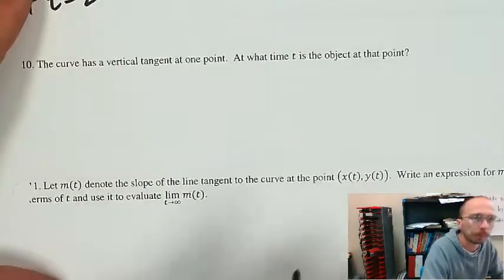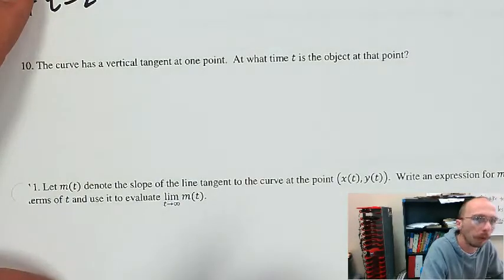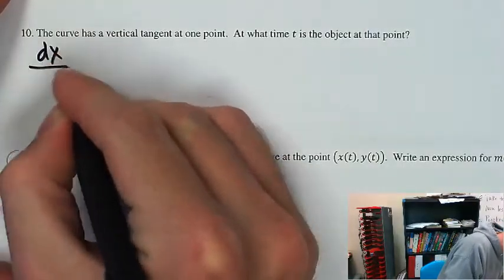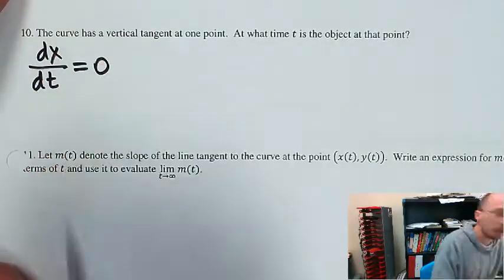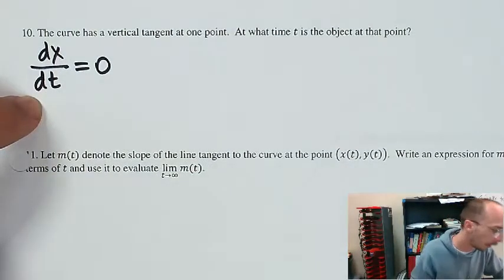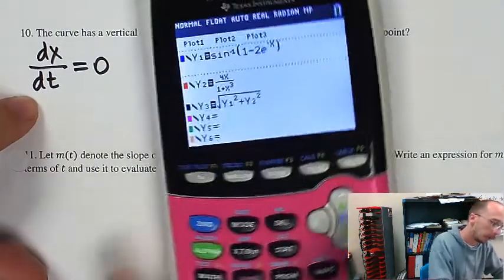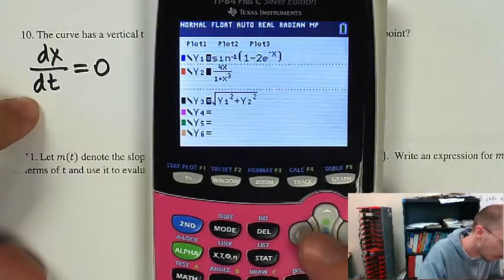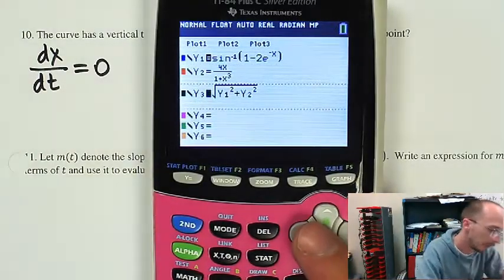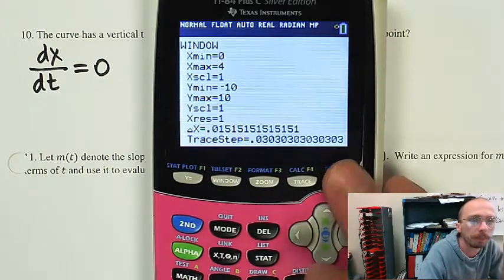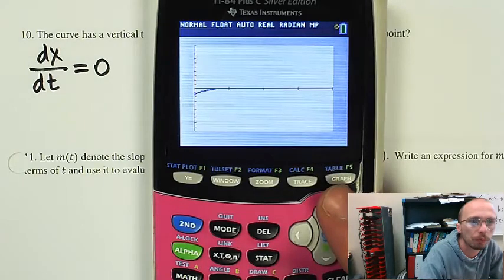The curve has a vertical tangent at one point. When is the object at that point? Okay, well, that's where dx dt equals 0. And so I need to graph y1 and figure out where that's going. Okay, it's going to be t greater than 0. Well, I guess that is going to have a nice domain. Anyway, we want dx dt equals 0. So I'm not going to graph dy dt, not graph the speed, and just, maybe 0 to 4 will be enough. Let's see if it happens. Yeah, there we go.